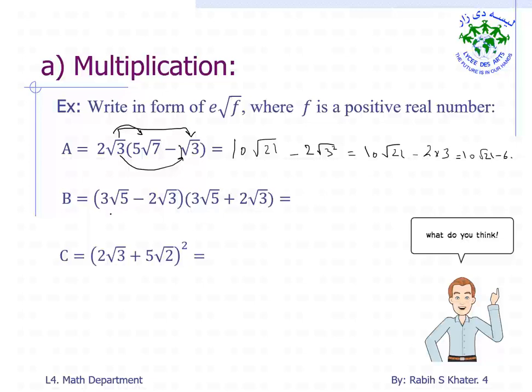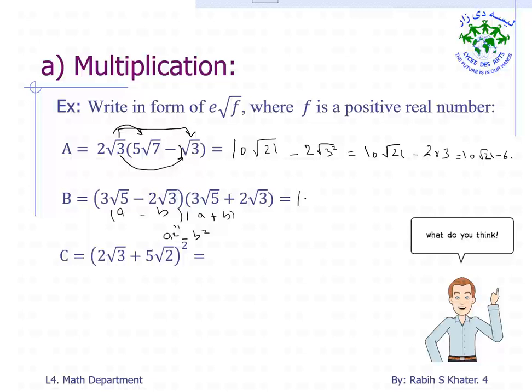Now, the second one, B. Take a good look at it and you notice something here. Yes, it's a product of conjugates, A minus B multiplied by A plus B. Now, the product of conjugates in expanded form is equal to A squared minus B squared.